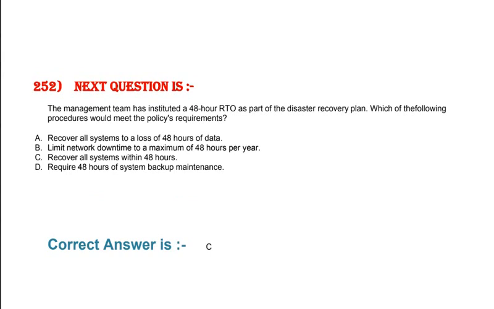Question is, the management team has instituted a 48-hour RTO as part of the disaster recovery plan. Which of the following procedures would meet the policy's requirements? Option A. Recover all systems to a loss of 48 hours of data. Option B. Limit network downtime to a maximum of 48 hours per year. Option C. Recover all systems within 48 hours. Option D. Require 48 hours of system backup maintenance. Correct answer is option C.